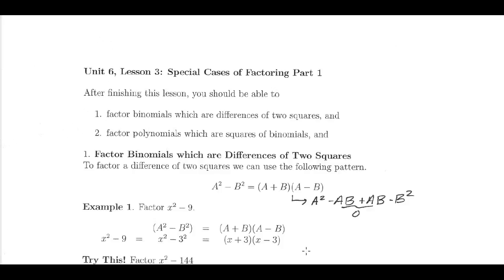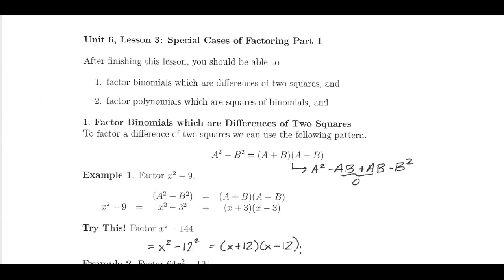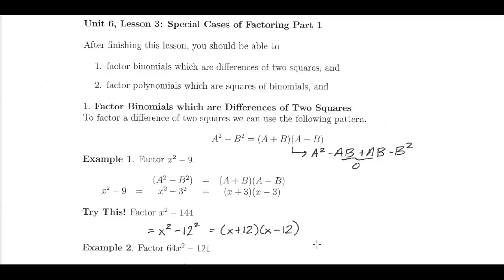Okay, so we're back. So x squared minus 12 squared is how we can rewrite this difference of two squares, because 12 squared gives us 144. So this fits the pattern of a difference between two squares. So we can write the factors as x plus 12 times x minus 12. Okay, so check your work and see if it matches with mine. Great, so let's take a look at the next example.